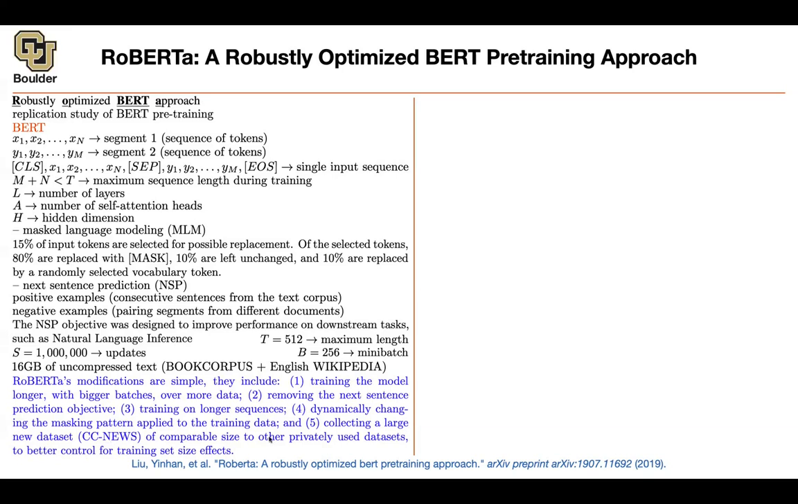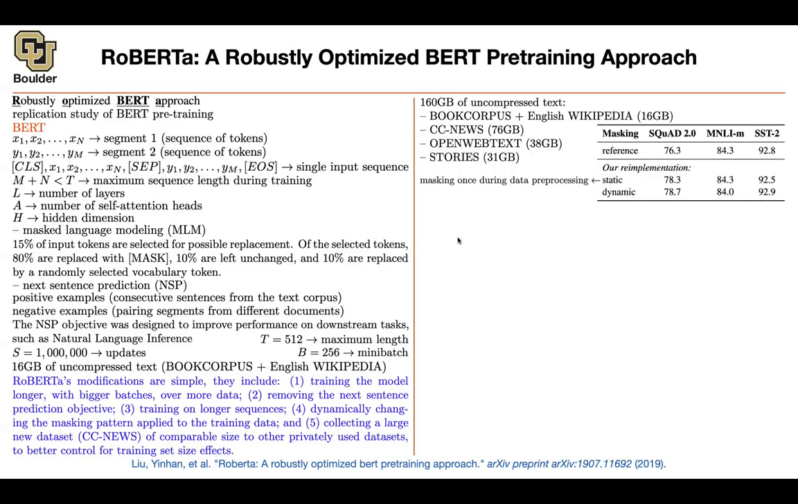Okay, perfect. Any questions so far? Okay, cool. What is going to be the size of the uncompressed text as a result of these new data sets? It's going to be orders of magnitude bigger, or one order of magnitude bigger. What are the components? 16 gigs of that is what BERT was using. CC-News is 76 gigs. OpenWebText is 38, and the other one is 31.